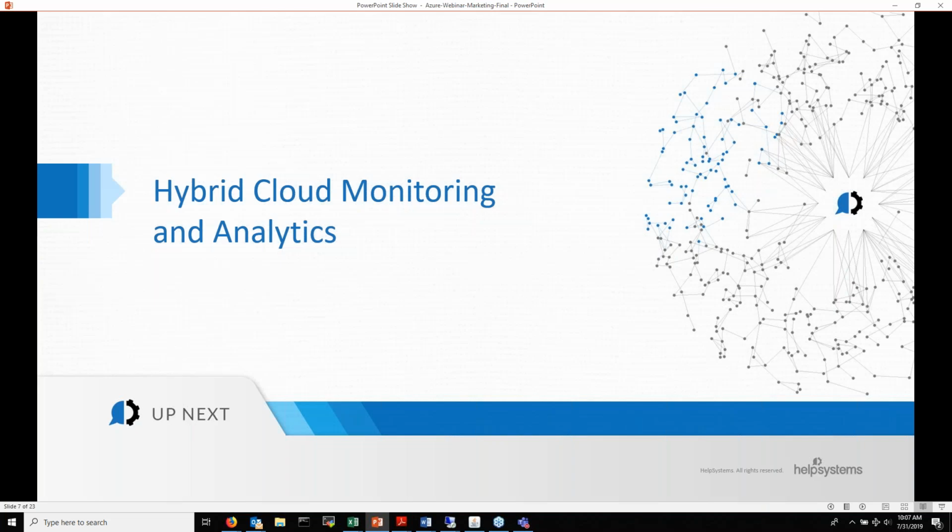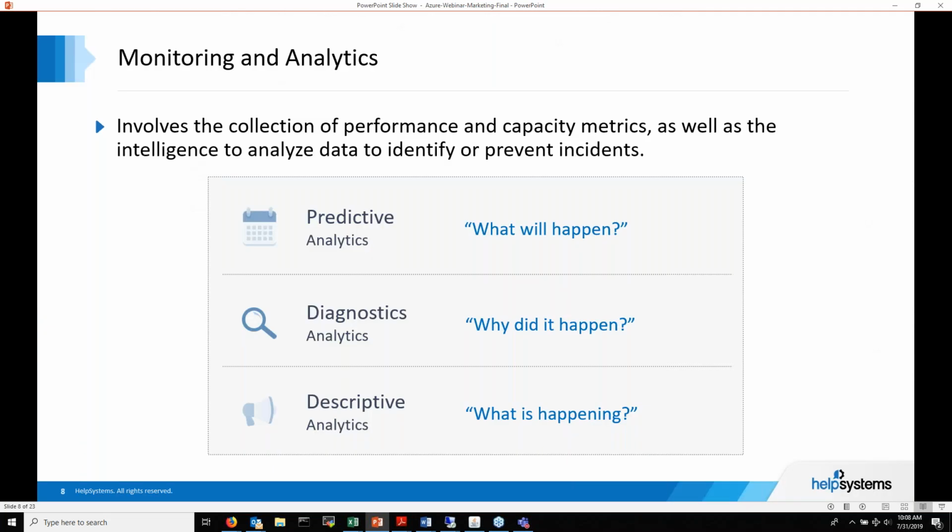So let's set the stage for why Azure Monitoring. It really fits into this larger initiative to help you manage hybrid cloud and to be able to monitor and analyze various different types of infrastructure that you are managing in service of providing your applications and services that your business is providing.